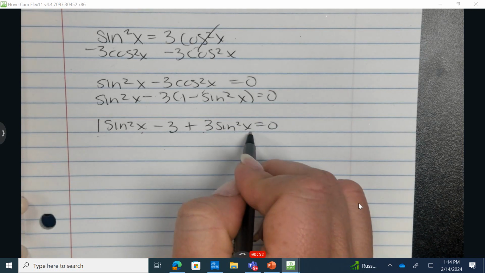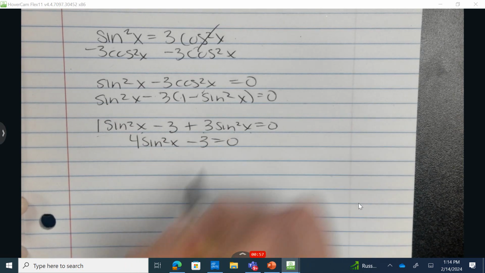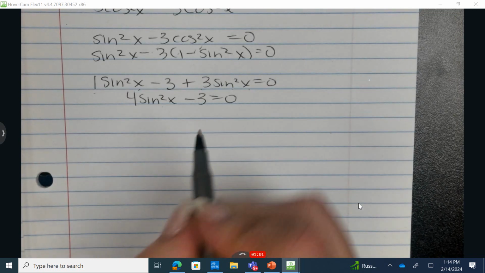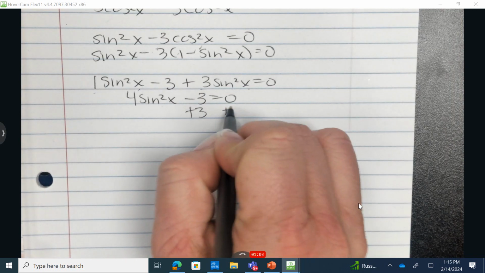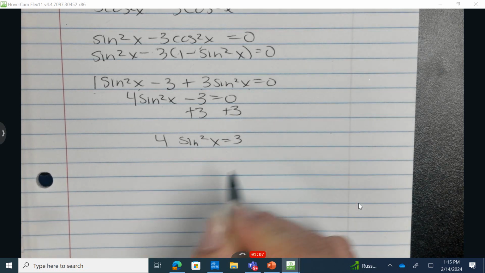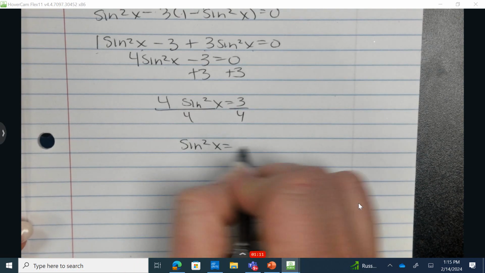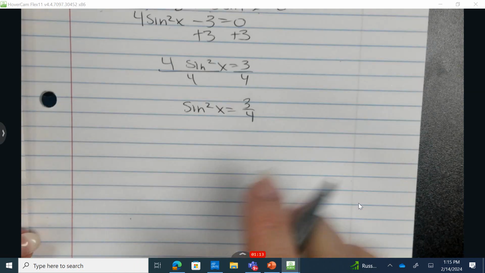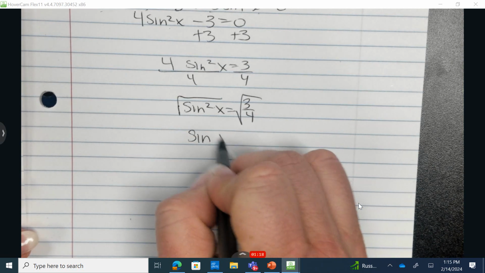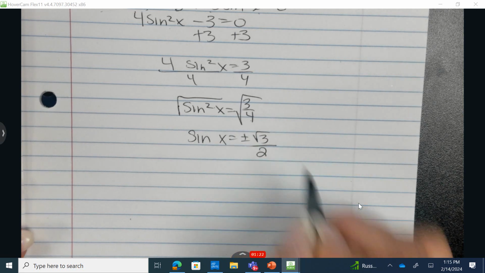1 sine squared and 3 sine squared would be 4 sine squared x minus 3 equals 0. And now as I try to isolate the x, remember that we're going to do PEMDAS backwards. So first adding or subtracting, 4 sine squared x equals 3. Dividing both sides by 4, I have sine squared x equals 3/4. Taking a square root, remember I'll have a plus or a minus. So sine of x equals plus or minus the square root of 3 over the square root of 4. I know the square root of 4 is 2.